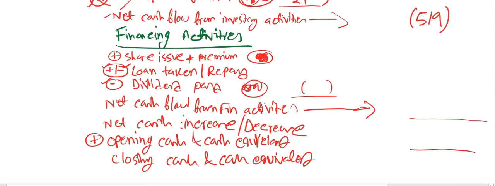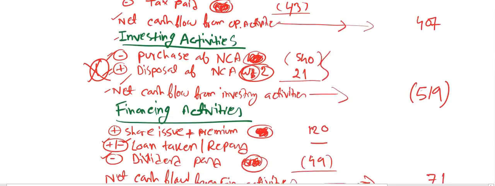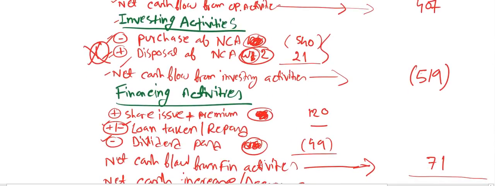These workings, as I have said, are 9 maximum that you have to do. It's not always. Well, 120, you need to put it in here. Loan taken, loan repayment, there's none. Dividend, we have seen 49. Add these two up, you get net cash flow from financing activities of 71. If we add all these 3 now, 407.